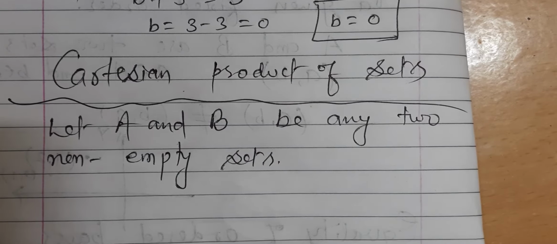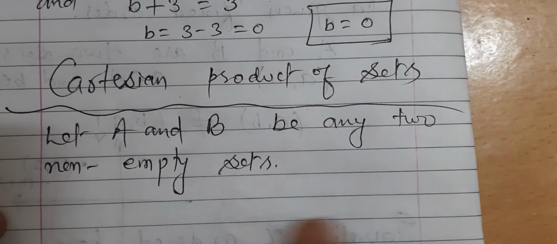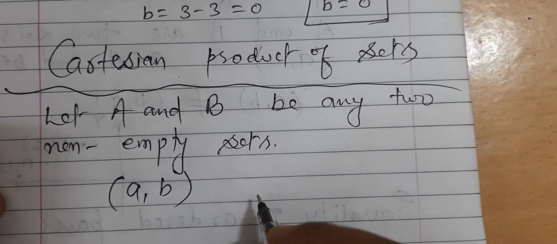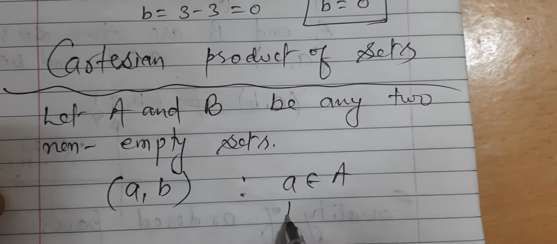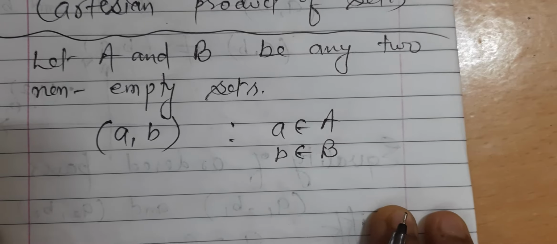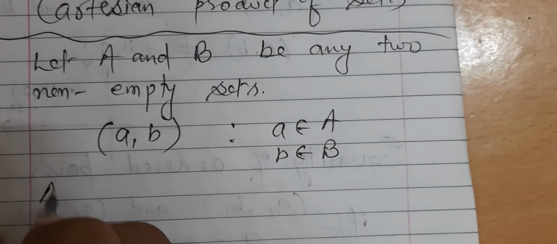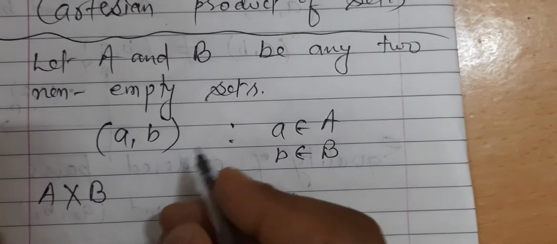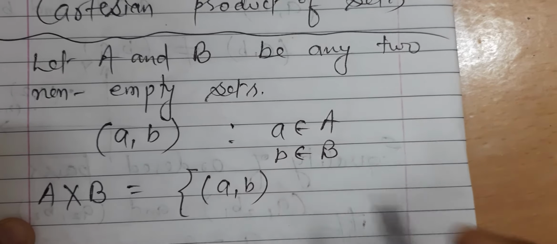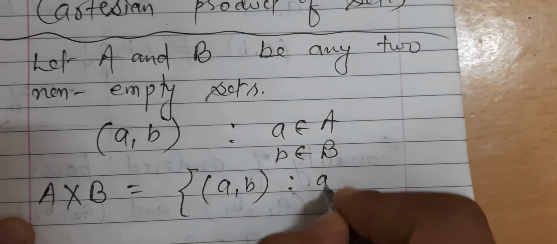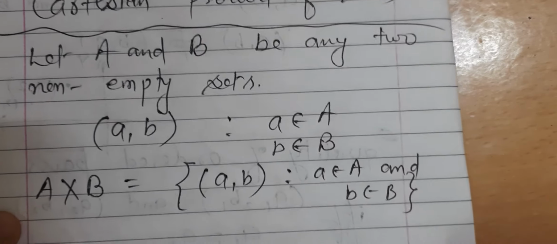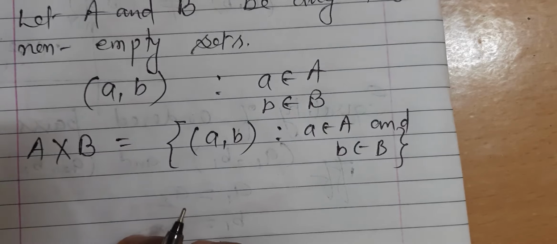So the ordered pairs of these sets A and B, that is, the set of ordered pairs (a, b) such that a belongs to A and b belongs to B, is called the Cartesian product of sets A and B. The Cartesian product is denoted by A cross B, and it is defined as the set of (a, b) such that a belongs to A and b belongs to B. Okay, so this is the mathematical definition.